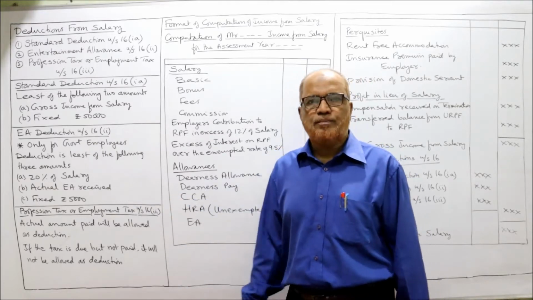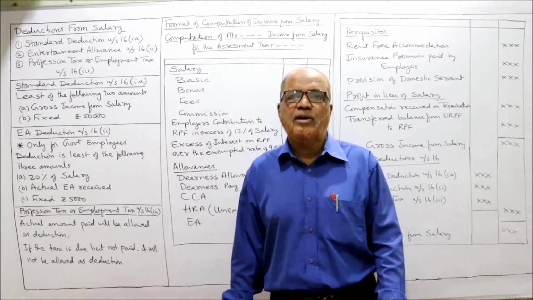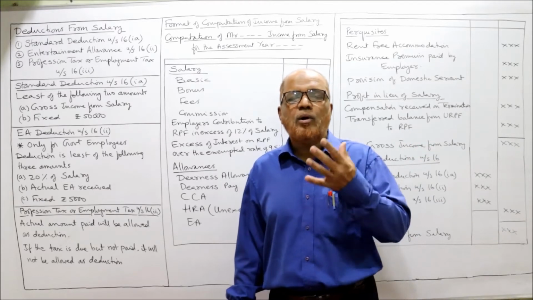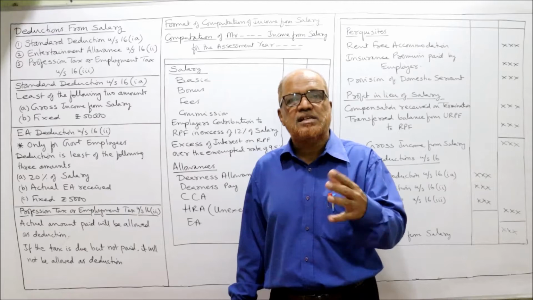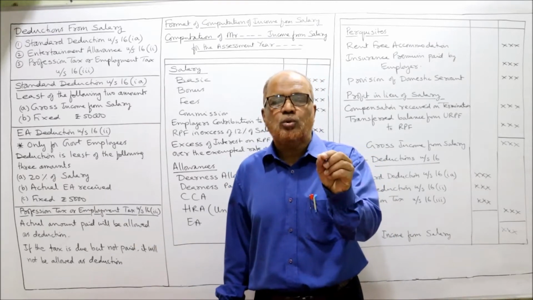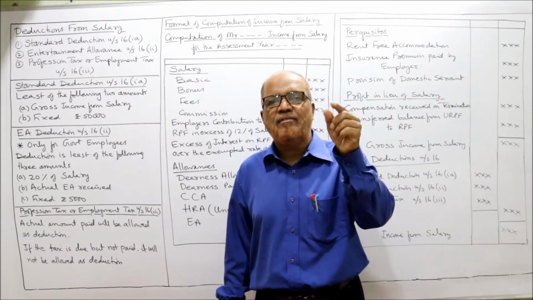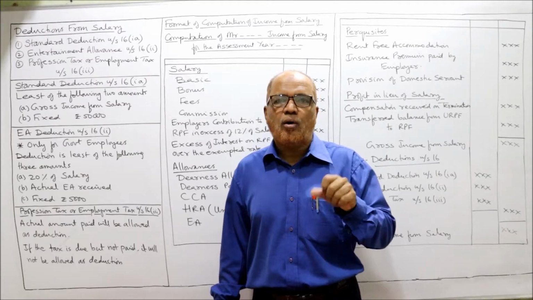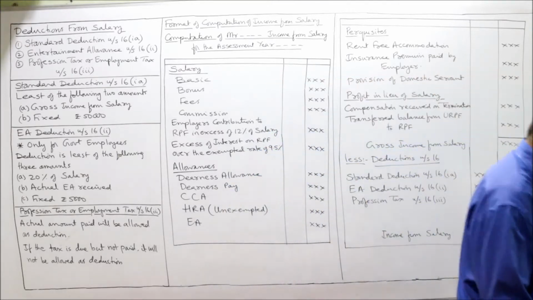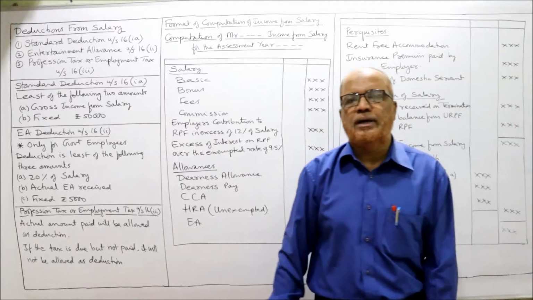Next comes EA deduction. This EA deduction theory already I explained in the beginning video. When I explained you about allowances, entertainment allowance, I explained to you in detail. So EA deduction under section 16(2) will be allowed only if a person is having entertainment allowance and also he is a government employee.